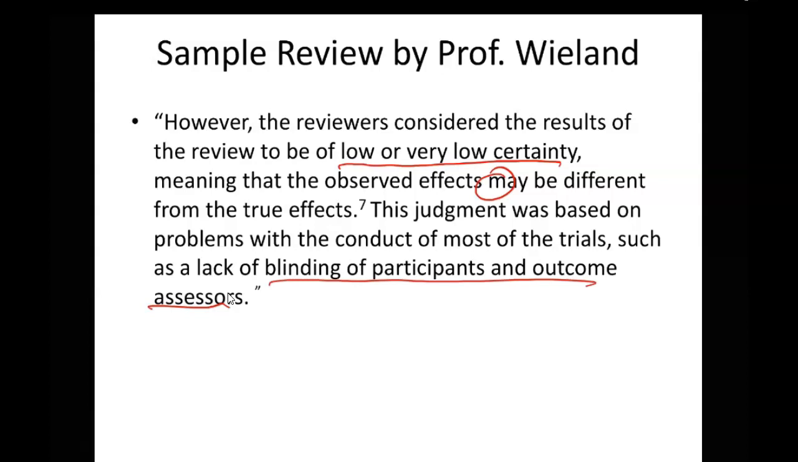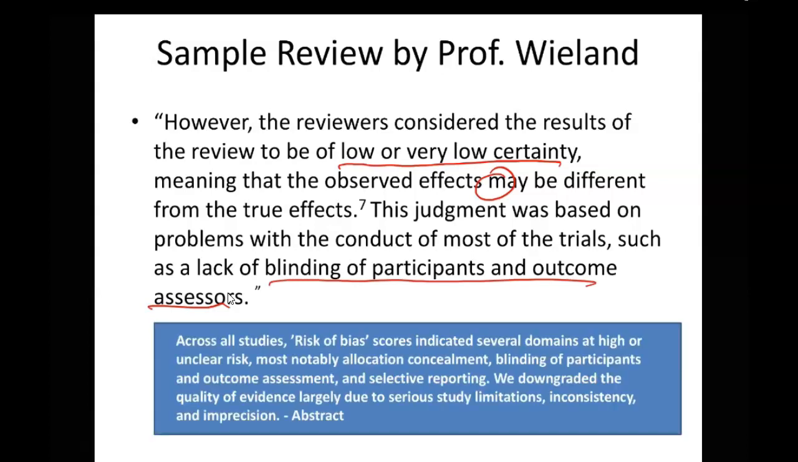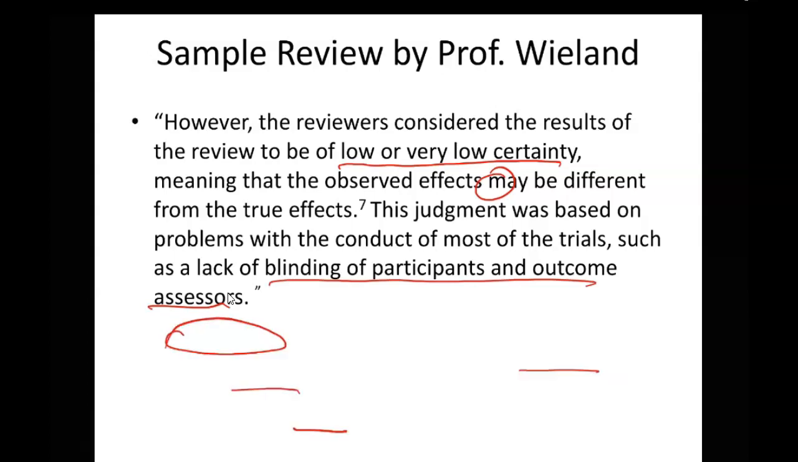But this comes directly from a passage in the abstract of the review, where it says, across all studies, risk of bias scores indicated several domains at high or unclear risk, most notably allocation concealment, blinding of participants and outcome assessment, and selective reporting. We downgraded the quality of evidence largely due to serious study limitations, inconsistency, and imprecision. Right? So this was really across all studies. This is something that's easy to find right there in the abstract, so you don't even have to go into the actual article. You can already write a substantial part of your summary of the review.